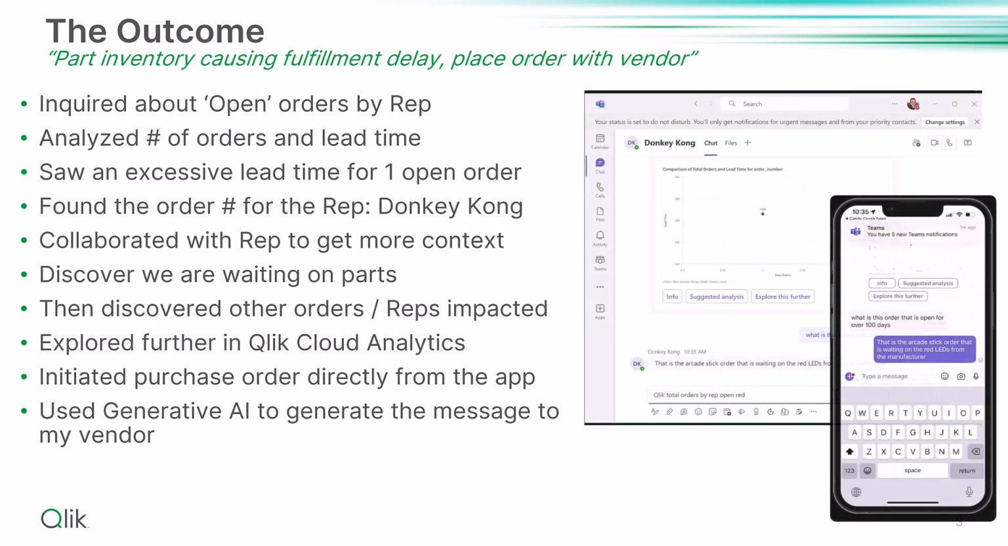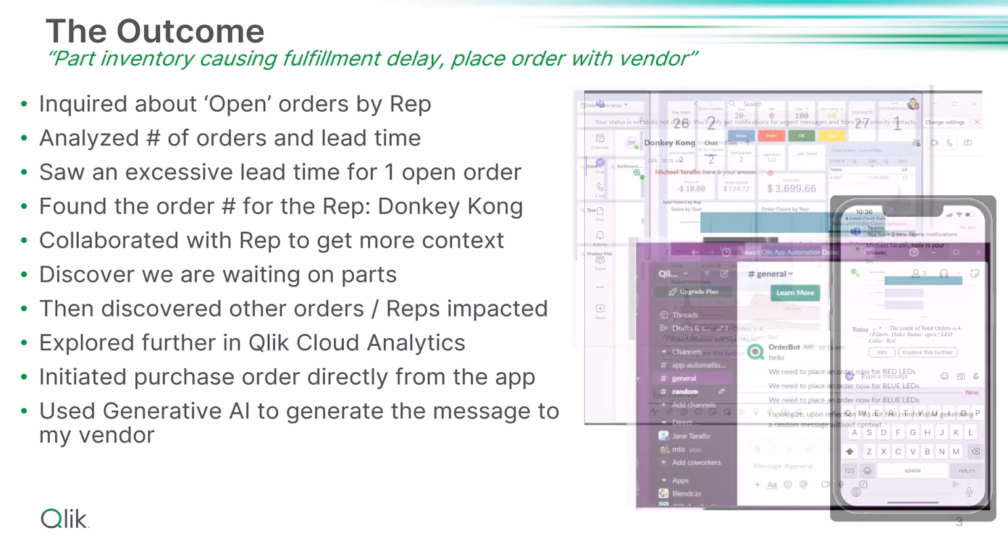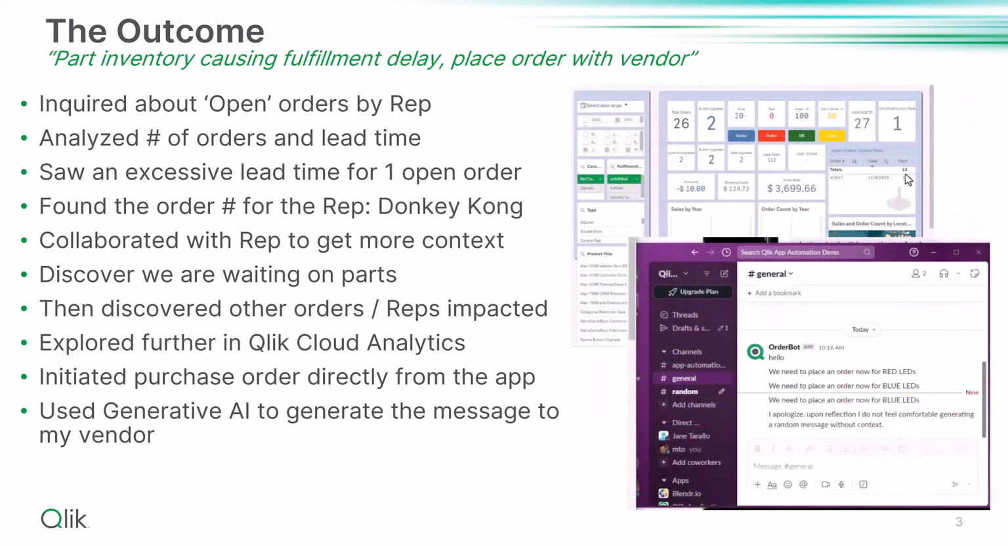To recap, we started using Microsoft Teams integrated with Qlik's AI-based conversational analytics to inquire about open orders that our reps are working on. While speaking with the rep in MS Teams, we discovered that we had one order with an excessive lead time because of a part shortage and could not complete the product. Another inquiry showed that other reps and orders are also affected by this part shortage. We dove deeper into the analytics application, where we integrated the ability to place an order directly from the app to communicate with our parts vendor using Slack and generative AI to generate the order notification.